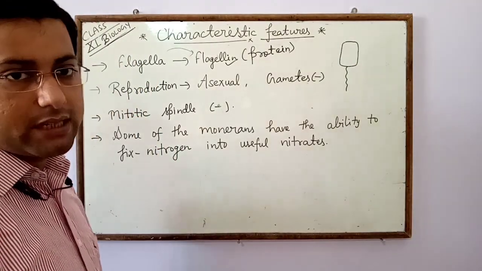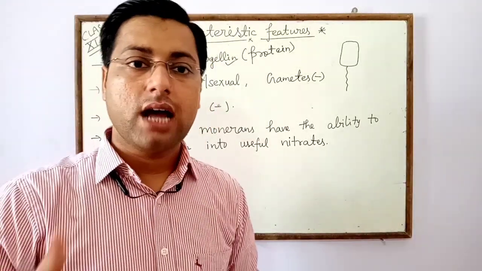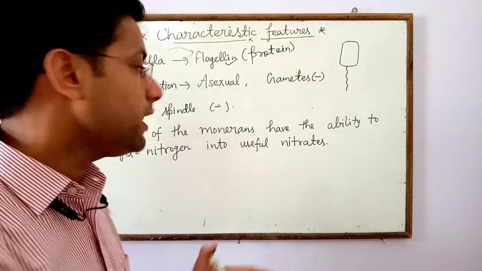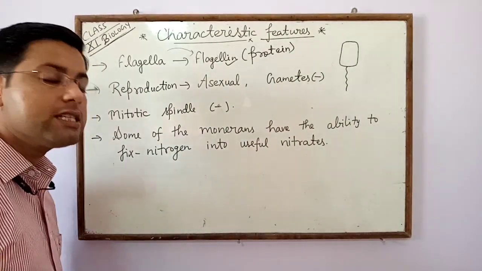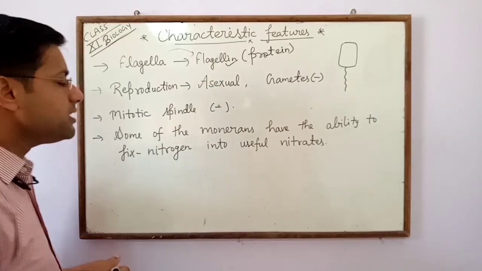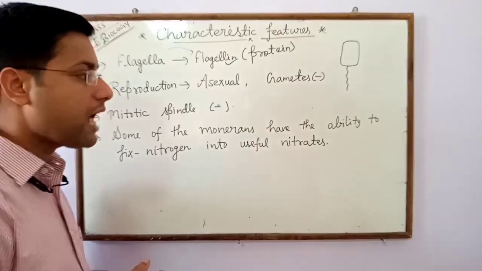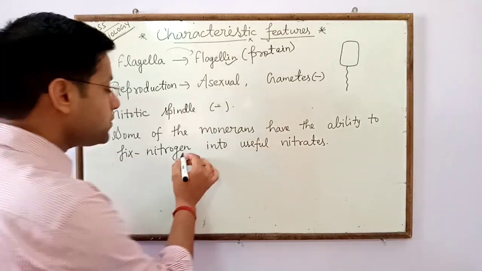Mitotic spindle absent during cell division. Mitotic spindles are not formed in monerans, so this is another characteristic feature. And last is, some of the monerans have the ability to fix nitrogen into useful nitrates.